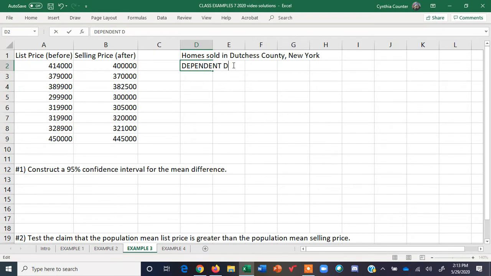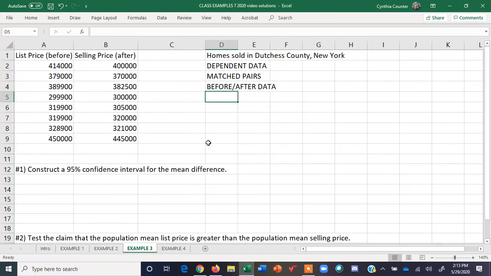dependent data, which is the same thing as matched pairs, you can usually think of it as, it's usually given as a type of before-after data. That's one of the easiest ways to recognize you have dependent data or matched pairs is because it can be considered before and after data.